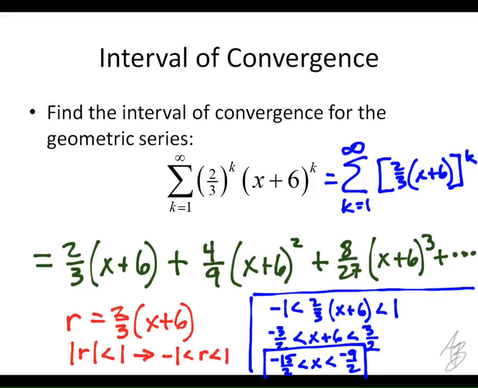Now, it could not equal negative 15 halves, because if x was equal to negative 15 halves, then our common ratio would be negative 1. It could not equal negative 9 halves, because then our common ratio would be positive 1. But anywhere in between is going to give us a geometric series that's going to converge. Does that make sense?